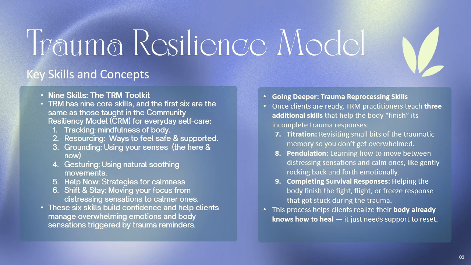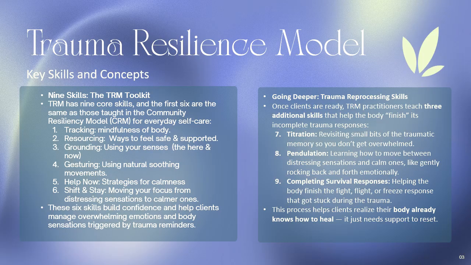The fifth skill is called Help Now, Strategies for Calmness. Help Now skills are immediate practical tools for regaining balance when distress is strong. Examples include naming objects in the room, counting backwards, or pressing feet firmly into the ground. These strategies are designed for quick use in daily life and can help prevent escalation into panic or shutdown.